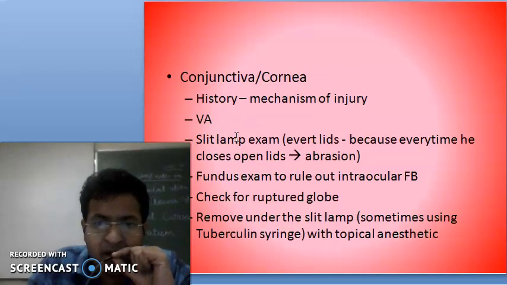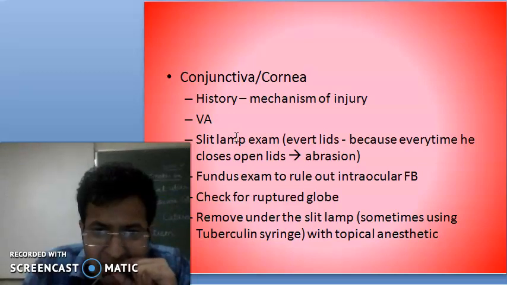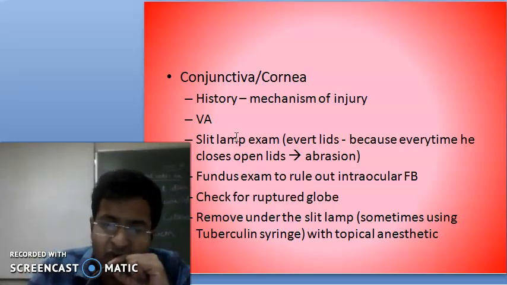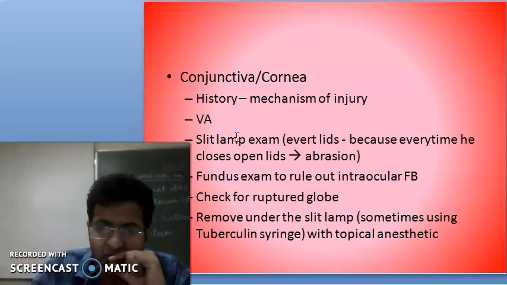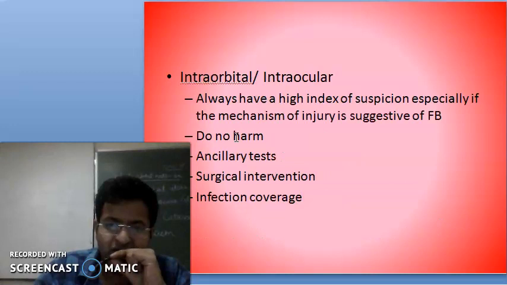Beware of that. Conjunctiva or cornea, we have to see the mechanism of the injury, the visual acuity, the slit lamp exam, the fundus exam to rule out if any foreign body has entered into the eyeball. We have to check for the ruptured globe, and we have to remove the foreign body under the slit lamp, sometimes using the tuberculin syringe and a 26 gauge needle with a topical anesthetic.